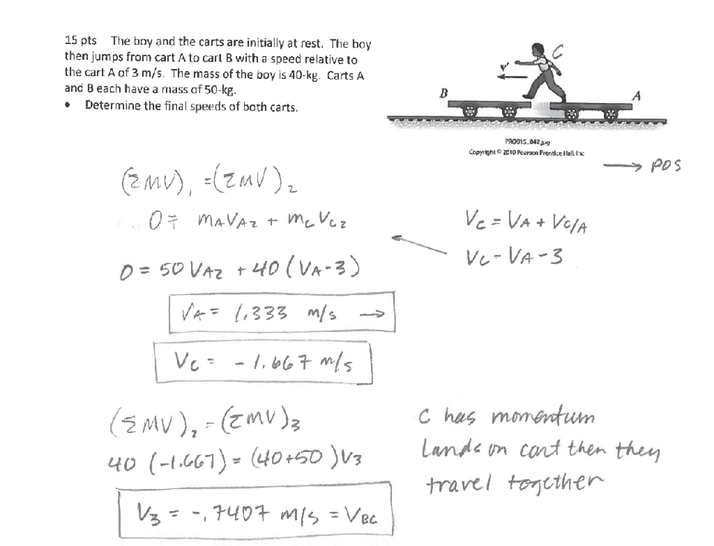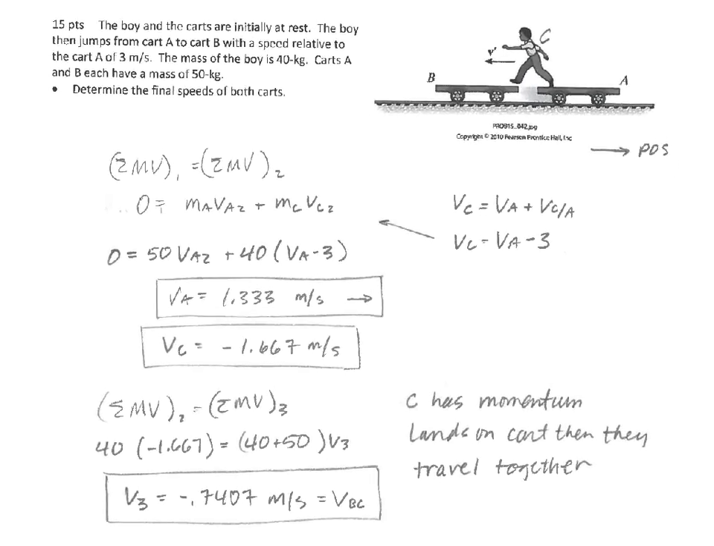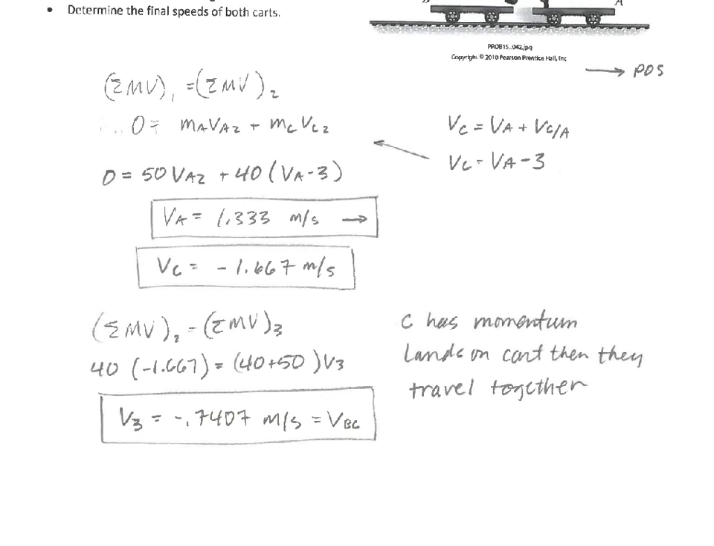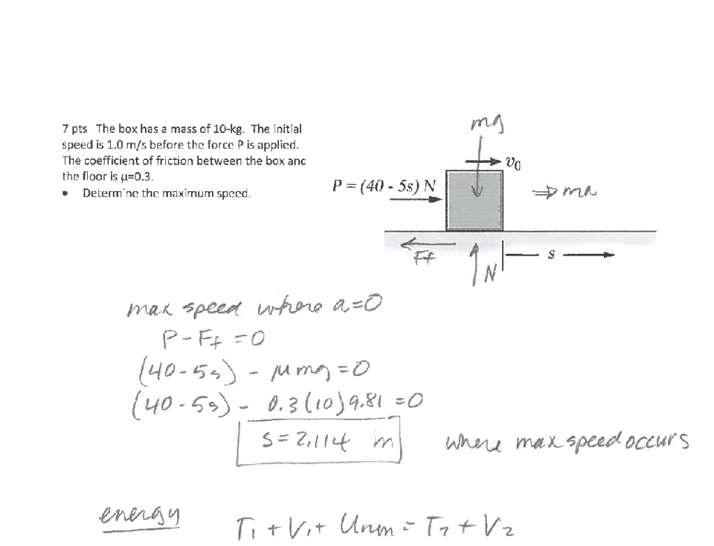Now he's in the air, and then he lands on the other cart. Once he lands on the other cart, they travel together. Now they're one unit, and they both travel in this direction. So we have the conservation of momentum, meaning his momentum at the beginning. Now we have both masses, and they travel together with a common speed after that. So that's what this second conservation of momentum equation is: the mass of the boy and the speed of the boy at the beginning, and at the end of the problem a common mass with a common speed.